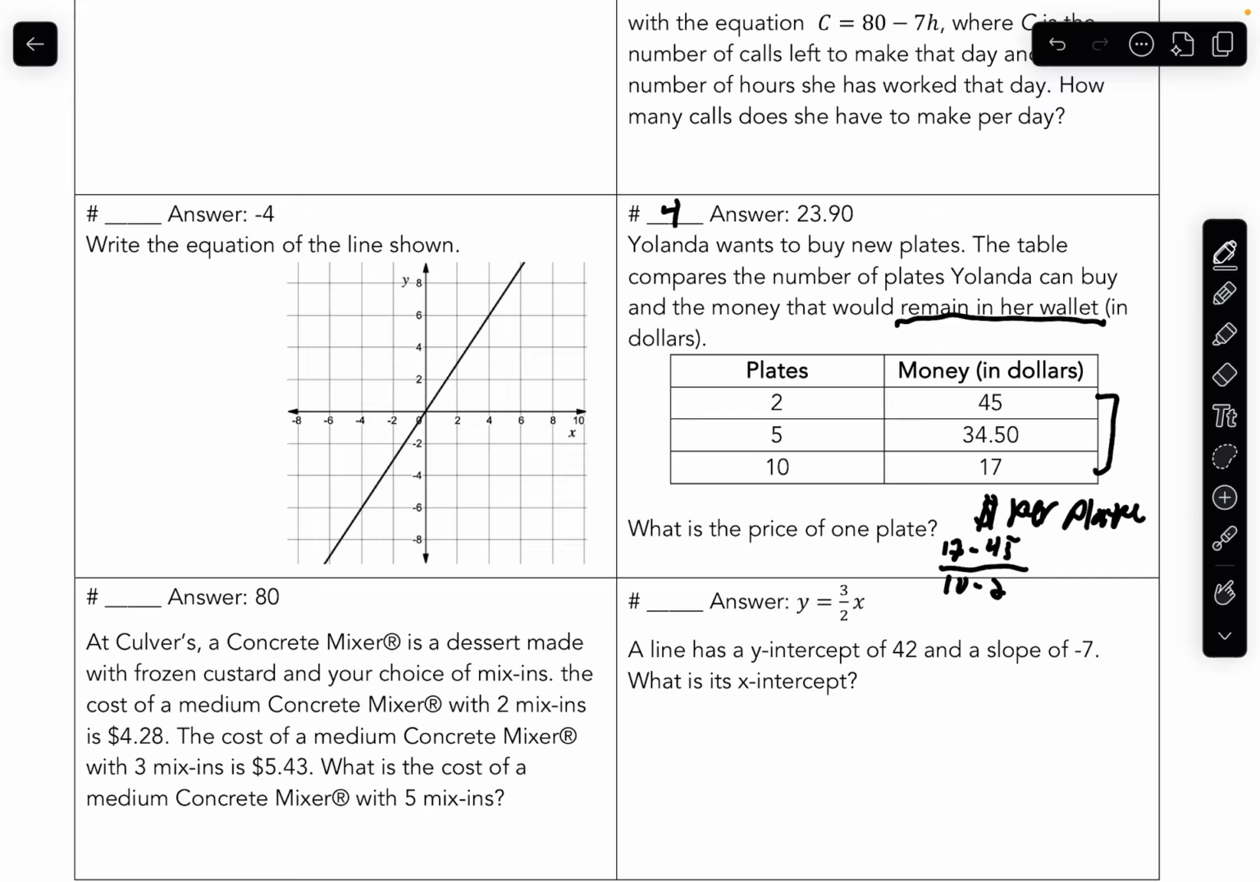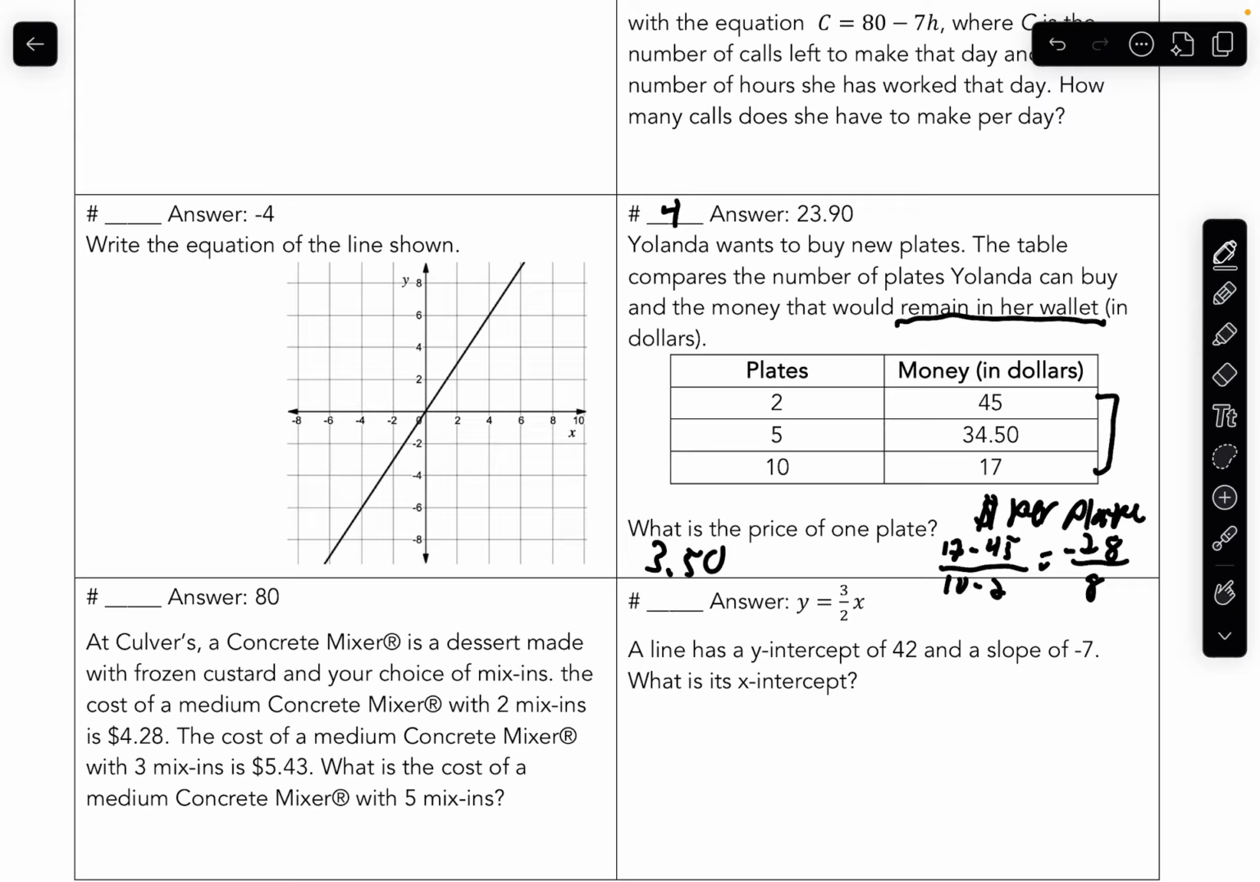Okay, so 17 minus 45 is negative 28. Again, the negative sign is because this is money in dollars in your wallet. So that's what that means, over 8. 10 minus 2 divided by 8 gives us 3.5. It's negative, but you don't have a negative price. That's the price per plate, $3.50. So the negative sign is because we're talking about money in the wallet that's being taken out to pay.